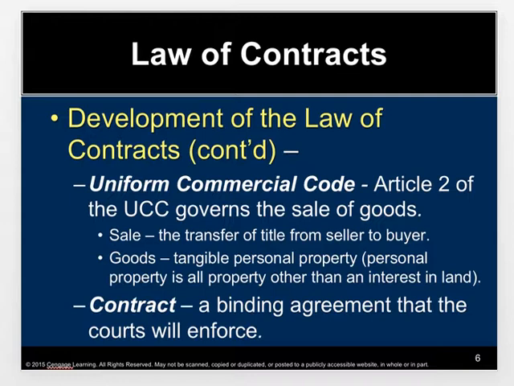The UCC also defines, and again, by UCC, we're talking about Article 2, it also defines goods. And so they're defined as tangible personal property. And personal property is all property other than an interest in land or real property. Contract is also defined, and it's defined as a binding agreement that the courts will enforce. So if you have a contract, then you have a binding enforceable agreement.